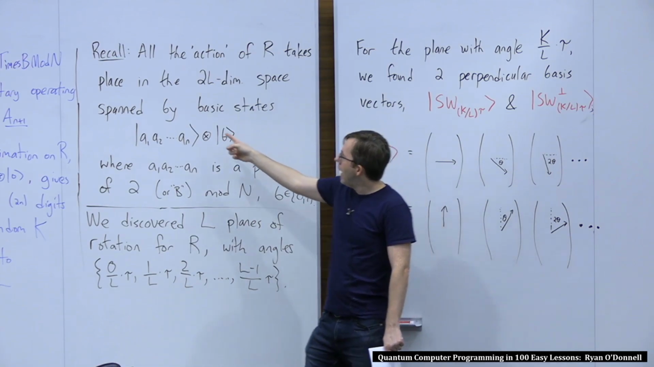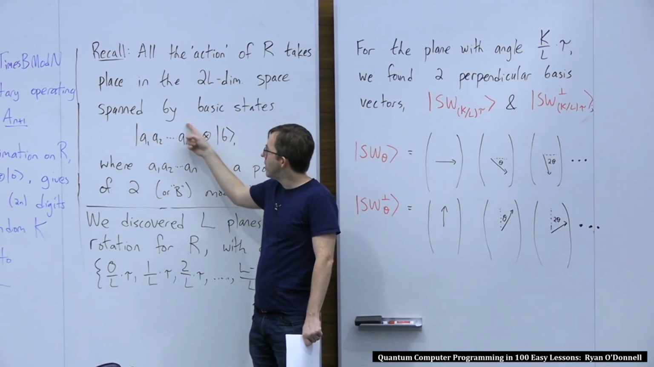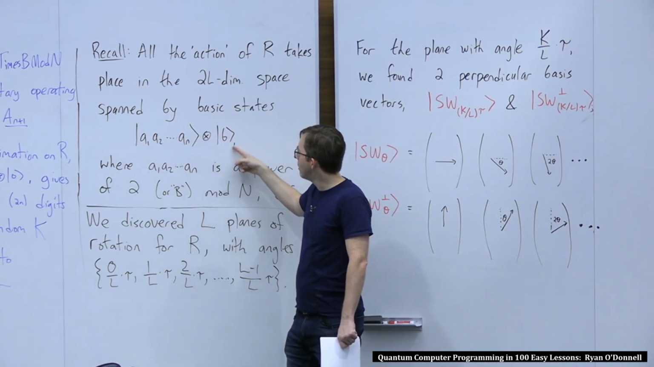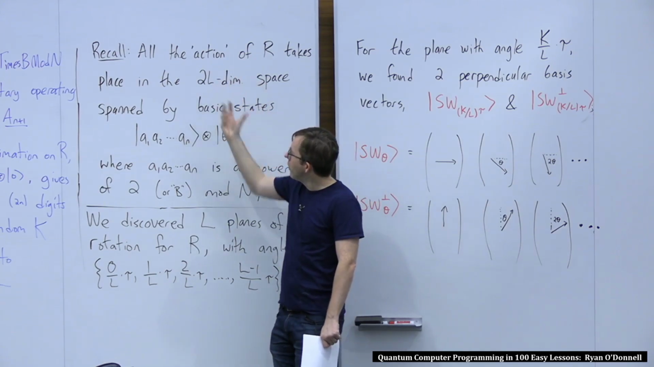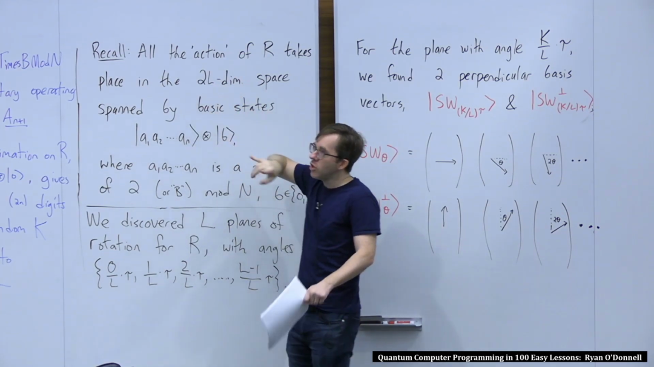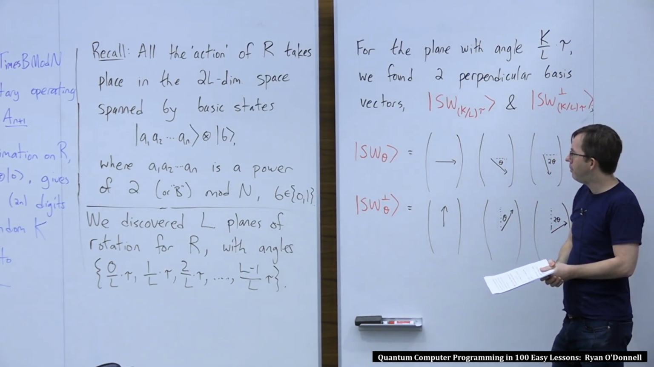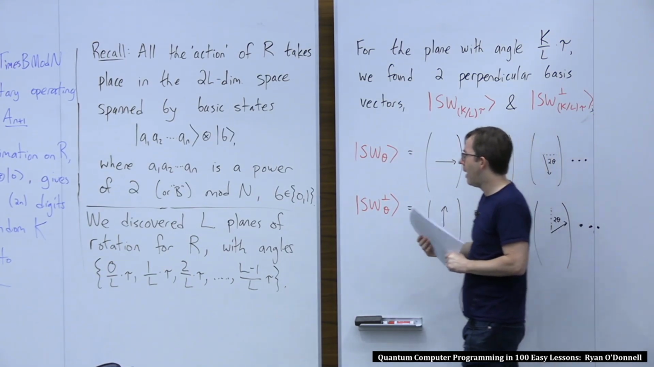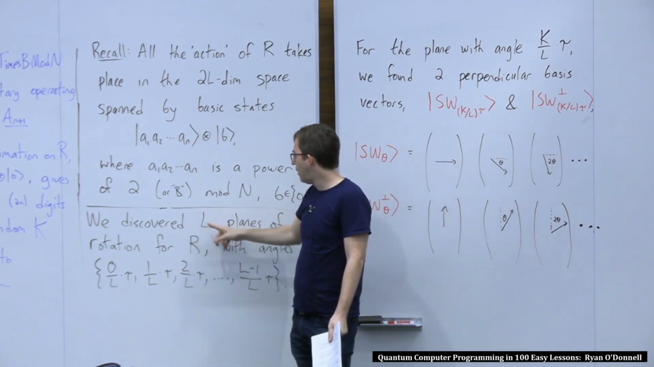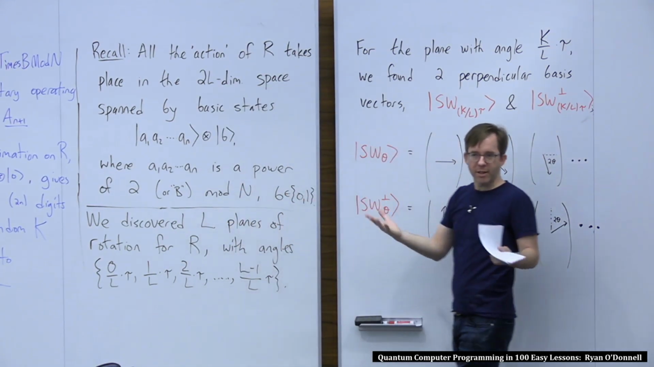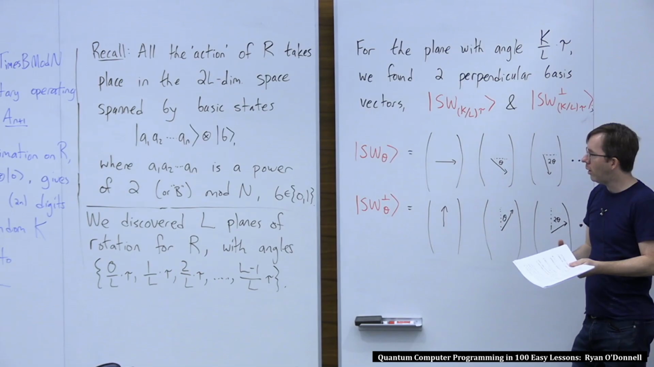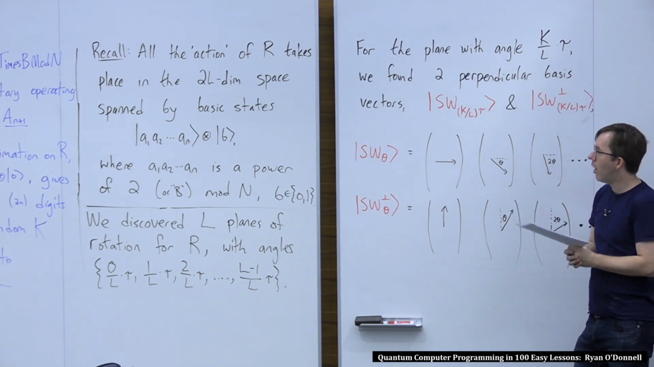And there are only L, by definition, powers of 2 or powers of b, and this adds a factor of 2. So all the action of the whole algorithm is happening in just 2 times L out of all the dimensions. And therefore, once you found L 2-dimensional planes of rotation, that's everything. I found the whole, full understanding of R.